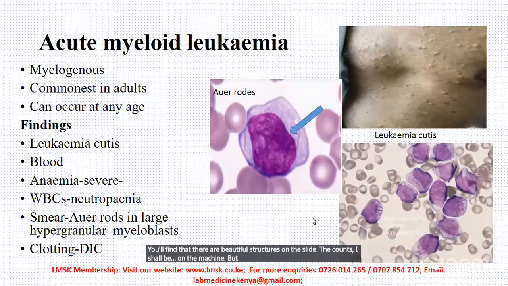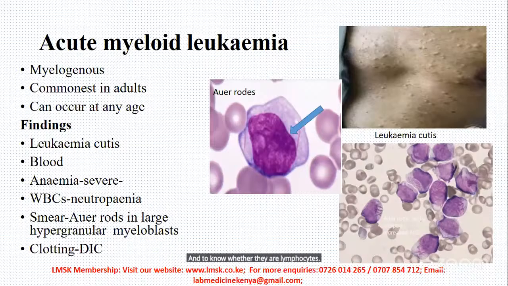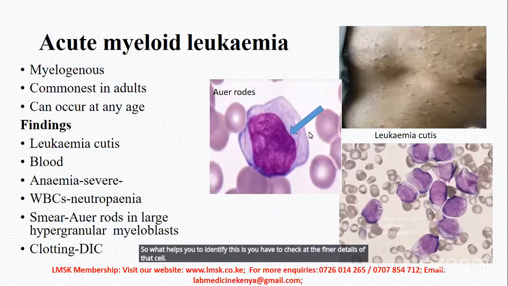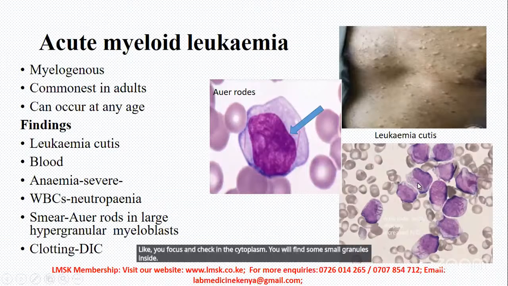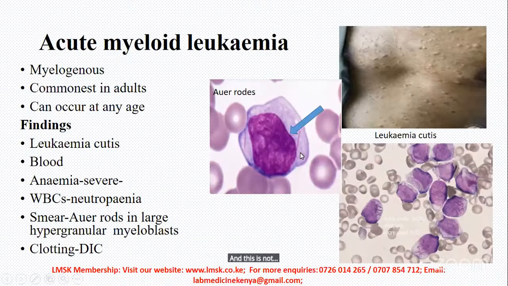But what strikes you most is that with these cells, occasionally you might not be able to differentiate them and know whether they are lymphocytes or granulocytes. So what helps you to identify these is that you have to check the finer details of that cell. You focus and check in the cytoplasm. You will find some small granules inside. And if not, you will be able to see some intracytoplasmic features called Auer rods.